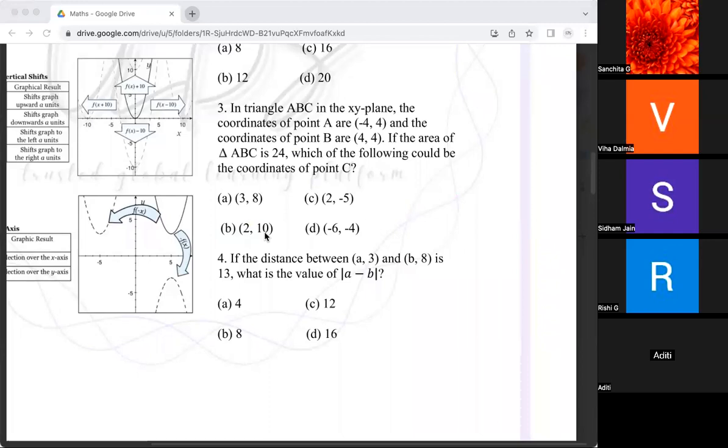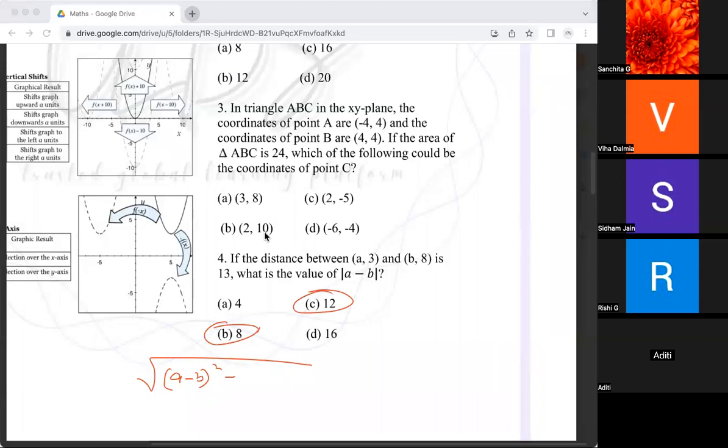Simple questions. Question 4. Aditi? C. Okay. I got B again. I got 12. 12 is C, okay. Check your calculation. You'll be getting what? (A minus B) whole square, right?